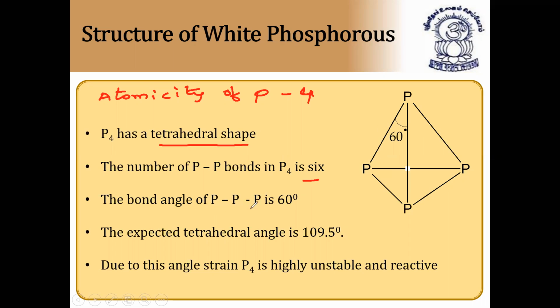The P-P-P bond angle is 60 degrees, whereas the expected tetrahedral angle is 109.5 degrees. Due to this angular strain, P4 is highly unstable and reactive. That's why it catches fire in air. I hope it is clear.